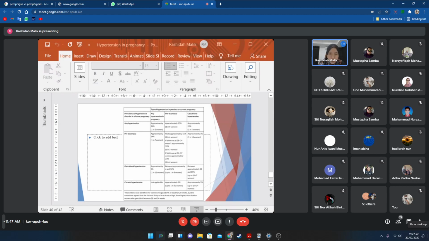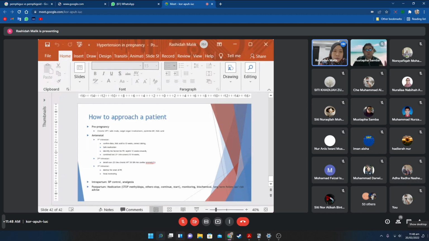And postpartum, stop the methyldopa within 2 days. For others, you will need to decide whether to stop, to continue, or to start medication, when and how frequently to monitor the blood pressure of the mothers according to the condition, how frequently to monitor biochemically, and the long-term follow-up for the mothers, and also to advise the mothers on their risk of hypertension. I think that's all from my presentation. If you have any questions.